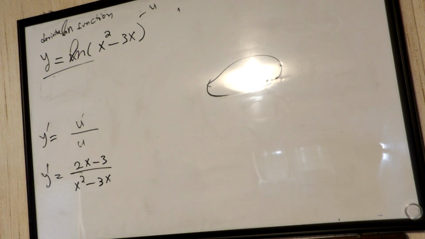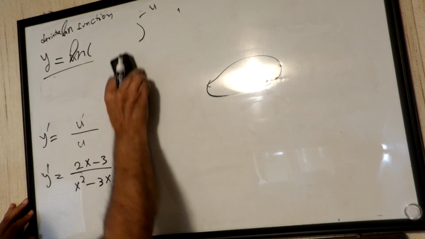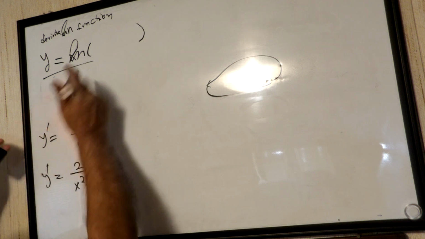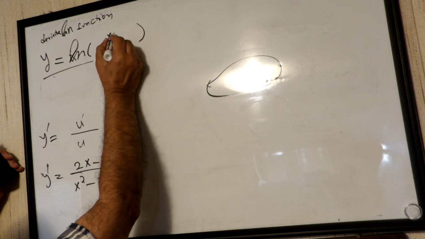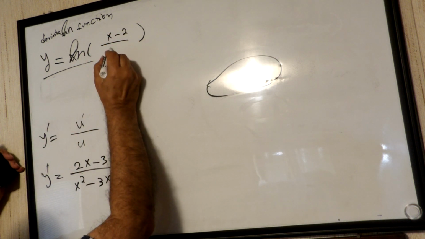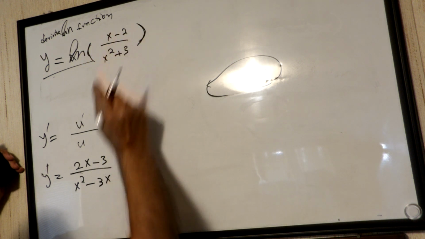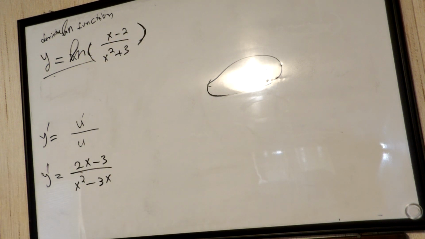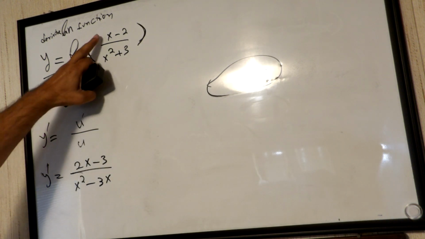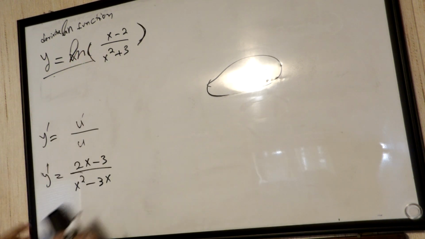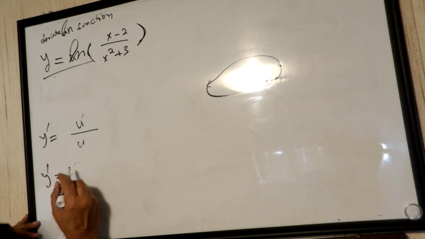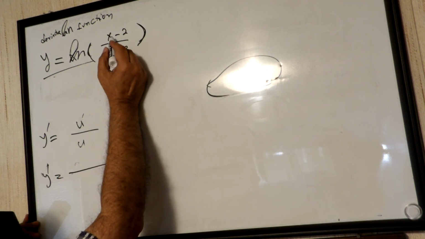You might have something like this: (x minus 2) over (x squared plus 3). This is fractional. This is a rational function. So, let's see what's going to be the derivative of this one.